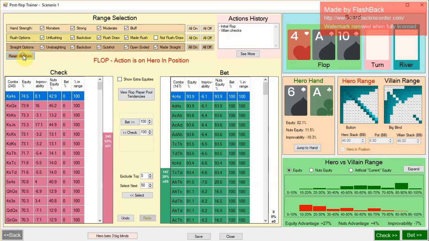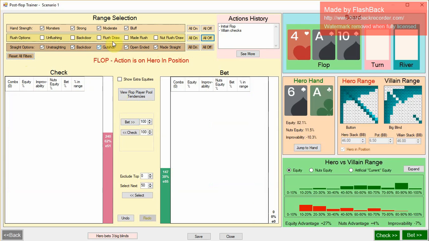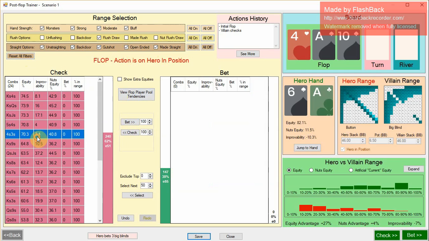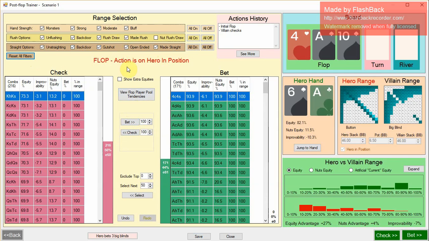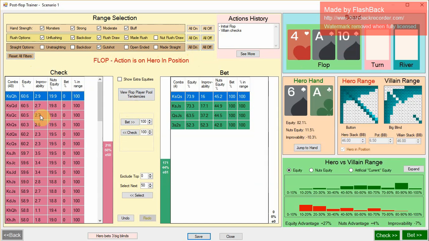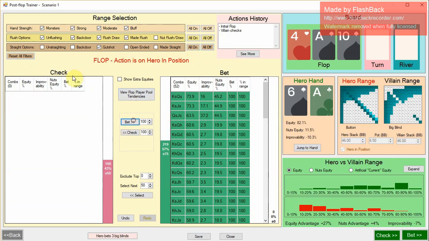Then let's reset the filters again. And if we turn off all the flush filters and then add all the flush draws, I think we would bet all the flush draws here. So we bet all the flush draws. I think on this sort of board, I'm happy to bet all my gut shots. So let's bet those. So we're up to 57% of all combos.